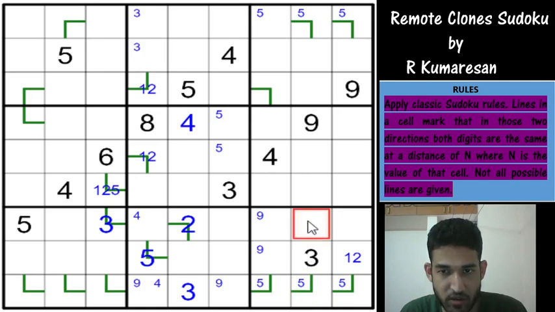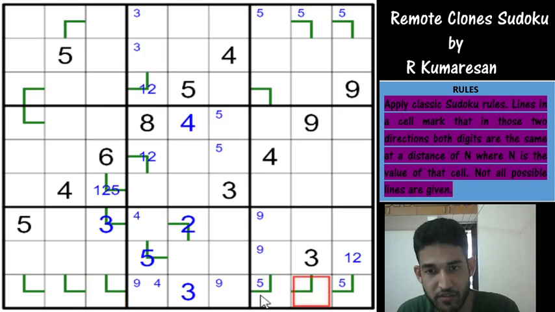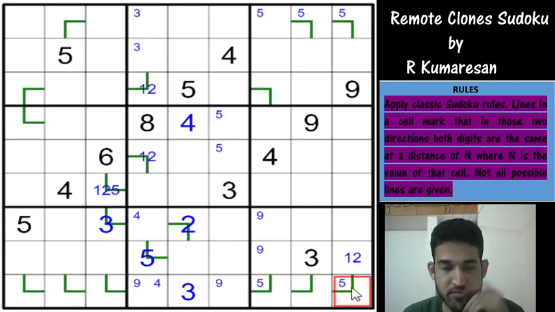Because 1, 2, 3, 4 and 5, you would have 9 as the fifth cell, but 9 can never be on the lines. So which means that this cell is not a 5. So 5 has to be in one of these cells.